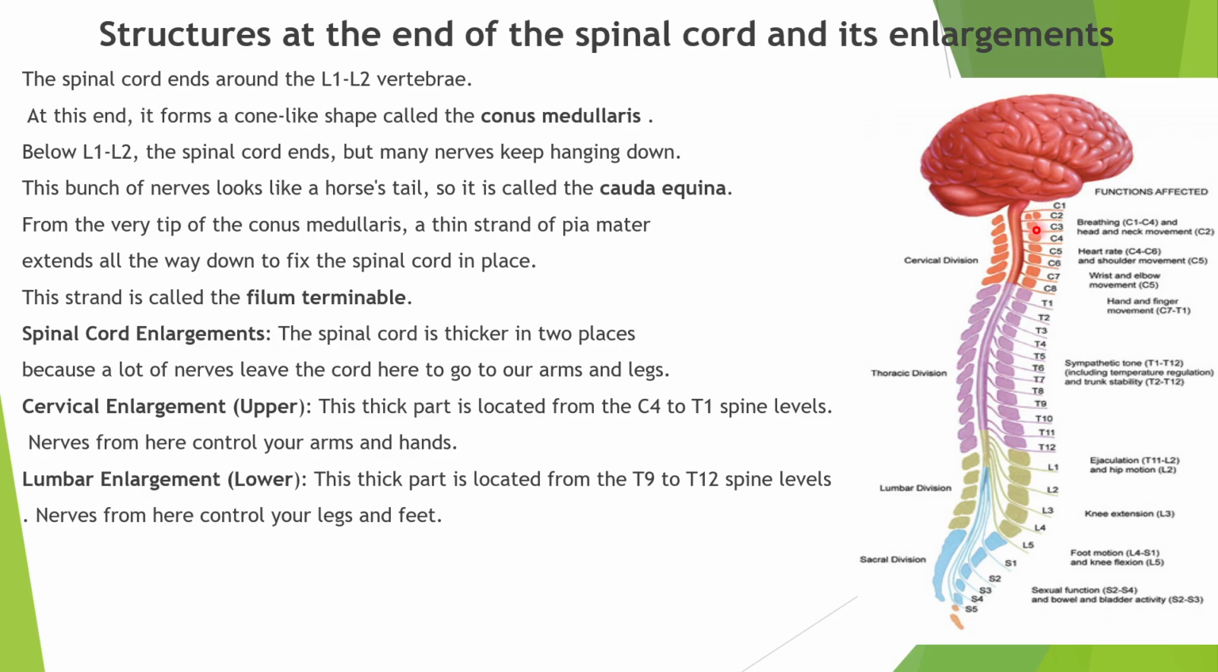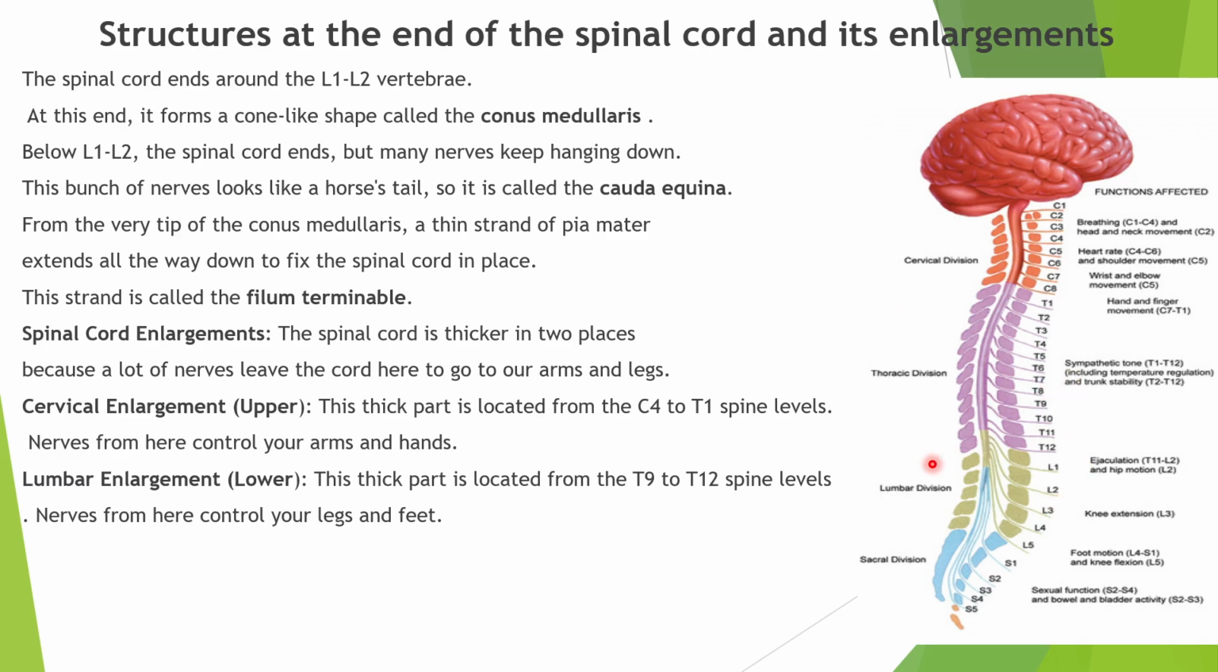In the spinal cord, there are also enlargements, two thicker regions. The first is the cervical enlargement, on the upper side, which runs from C4 to T1. And the lumbar enlargement, on the lower side, runs from T9 to T12.